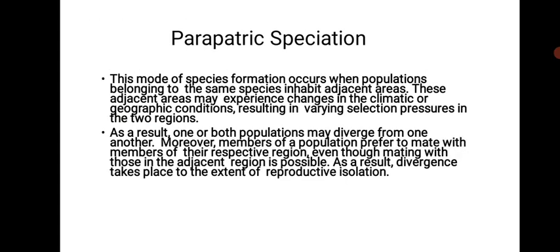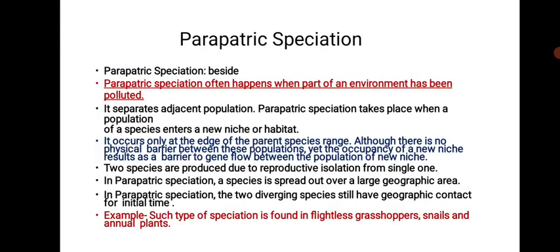Parapatric speciation. This mode of species formation occurs when populations belonging to the same species inhabit adjacent areas, and these adjacent areas may experience changes in climate or geographic conditions, resulting in varying selection pressure in the two regions. As a result, one or both populations may diverge from one another. Moreover, members of a population prefer to mate with members of their respective region, even though mating with those in the adjacent region is possible. As a result, divergence takes place to the extent of reproductive isolation.